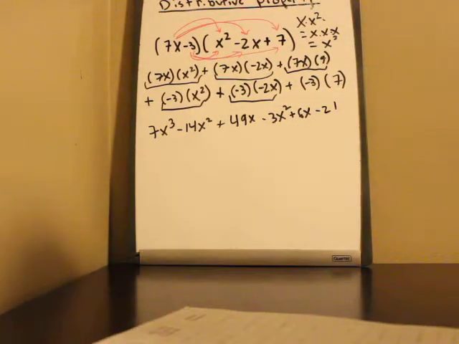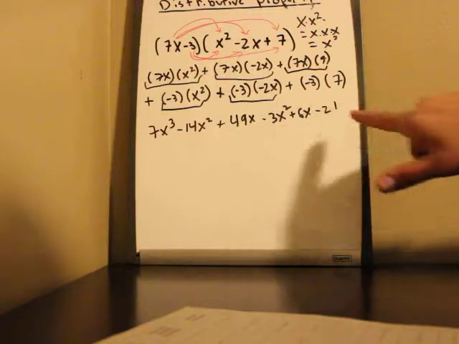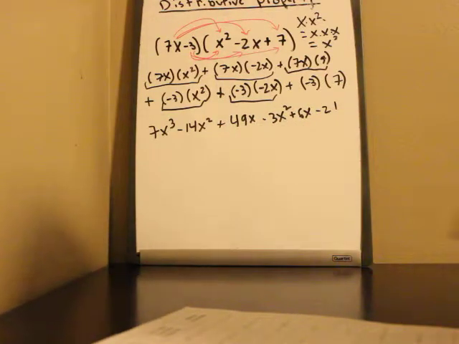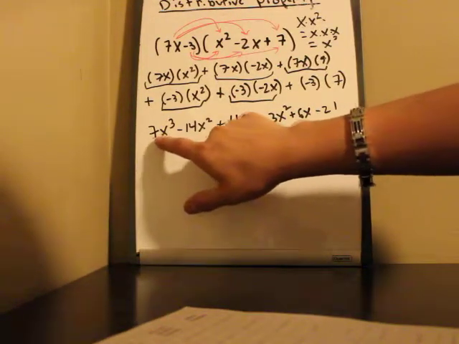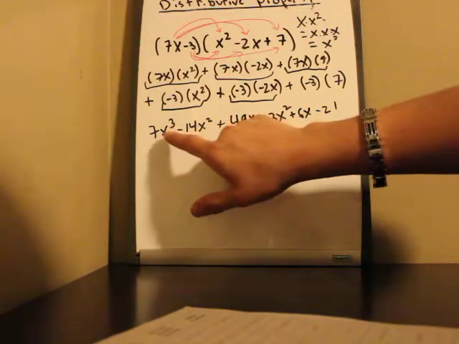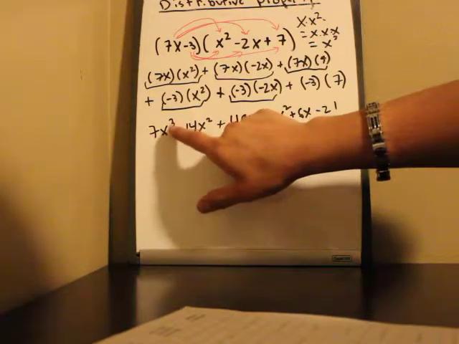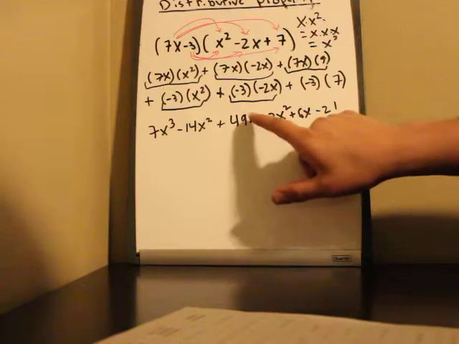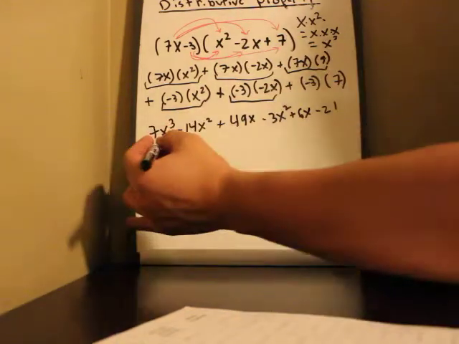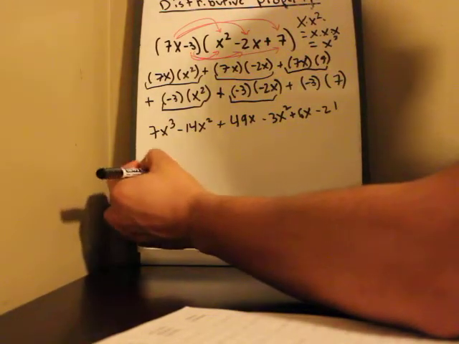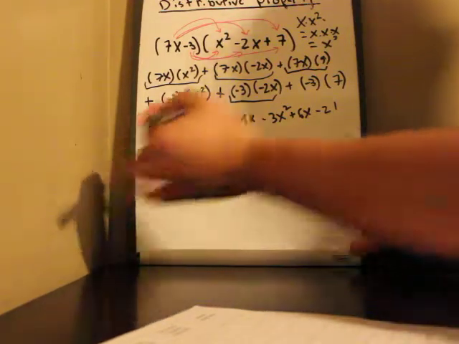Now that we're here, we need to simplify this. The first thing I do is look around. I see a number times x cubed, 7x cubed. Is there any other number that's being multiplied by x cubed? Nope. So I know that I cannot combine like terms any further. So I put 7x cubed right there.